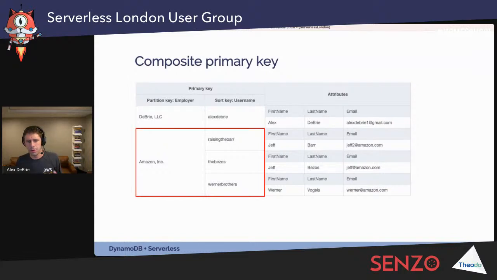A couple things I want to note here is, I mentioned the primary key needs to be unique for every item in your table. When you're using a composite primary key, it's the combination of the partition key and the sort key elements that need to be unique. So you can see 3 items here that all have the same partition key of Amazon Inc., but that's okay because they have different sort keys, so you could access those differently. They're all going to be sort of unique based on that.